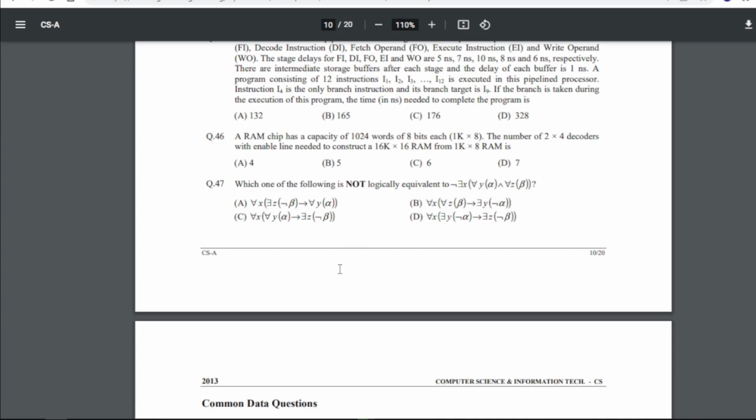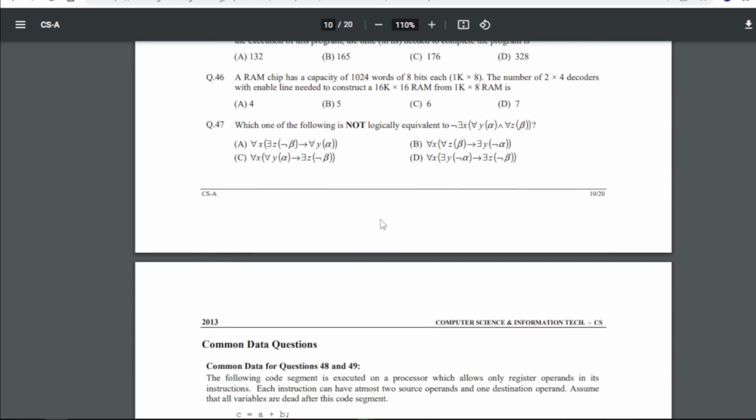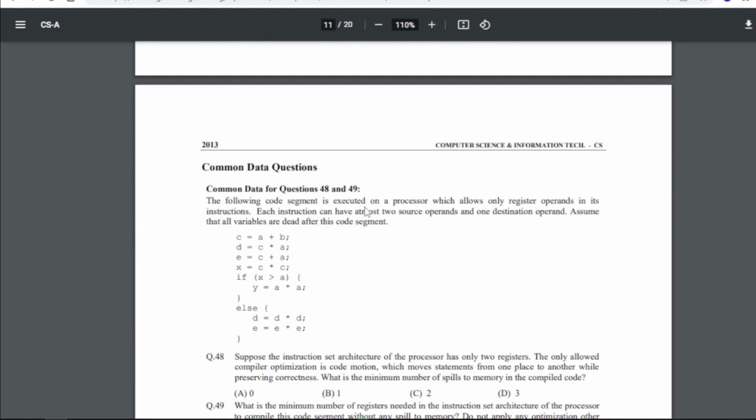Now 47 is: which one of the following is not logically equivalent to this expression? So for 47, again if you solve this, you will get the answer. None of them actually matches with this equation. So you can tick any one, you will get the mark, and also you can try it on your own as well. As I just said, this is a question that you can try again.